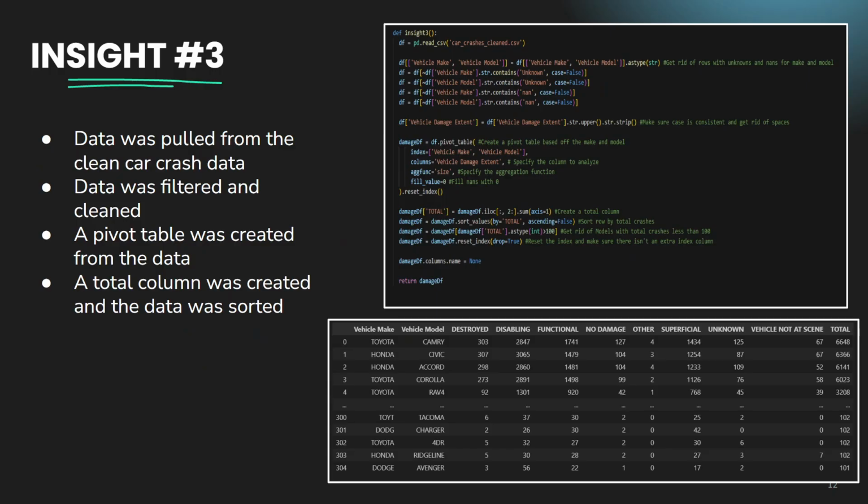All right, so for Insight 3, we pulled the data from the clean car crash CSV. We did some filtering and made sure that the columns' case was consistent. And then we made a pivot table with the index of the specific vehicle make and model, based on the damage extent column. As you can see here, we have our specific make and model, and then the counts for each extent of damage. For this Toyota Camry, the most common extent of damage was disabling to the car. And then we have the total amount, so you can get an idea of the proportion.